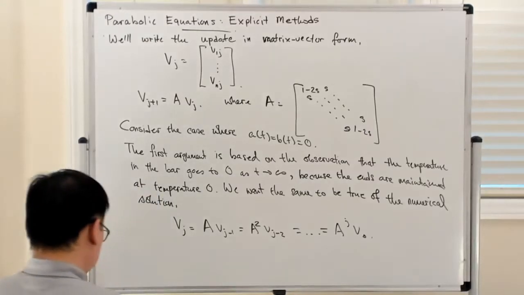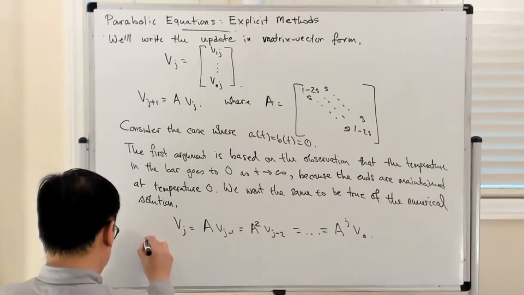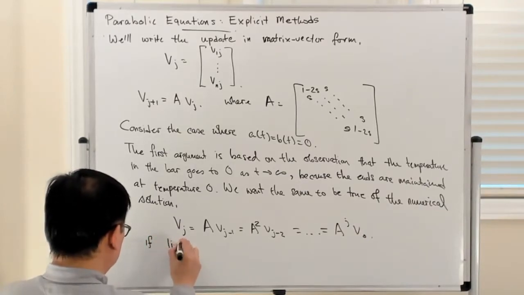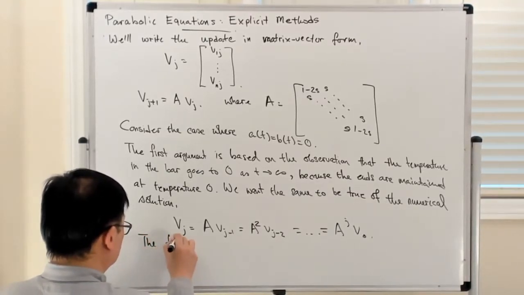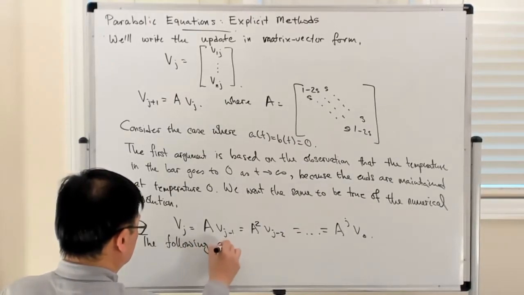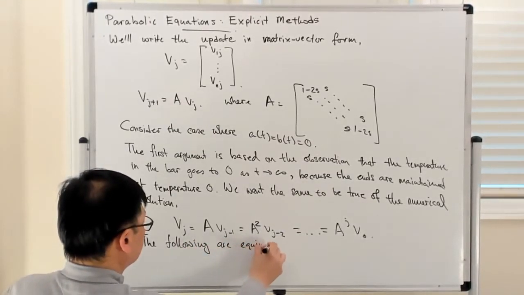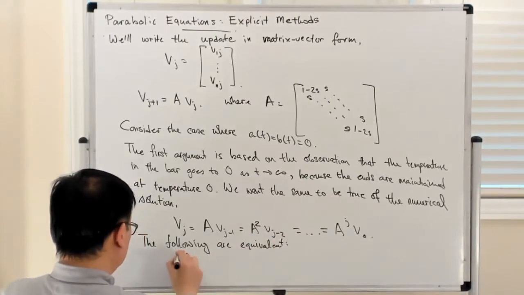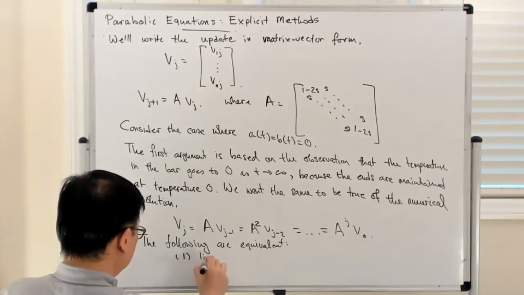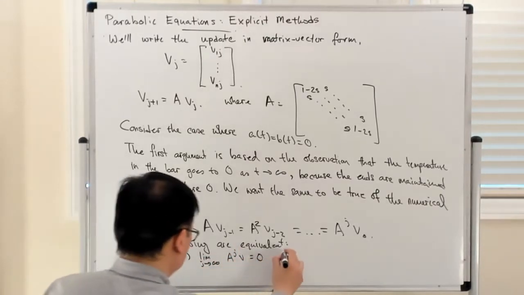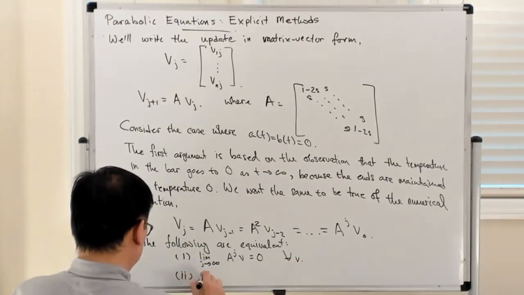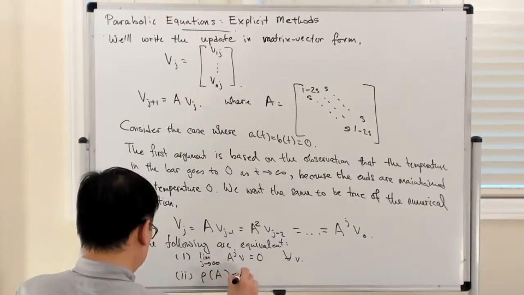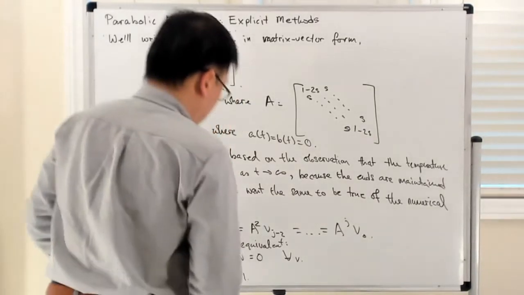there are results which say the following equivalent statement. The first one is that if you look at the limit as j goes to infinity of A to the j v equals 0 for all v, then this is equivalent to the statement that the spectral radius of A is less than 1. Okay.